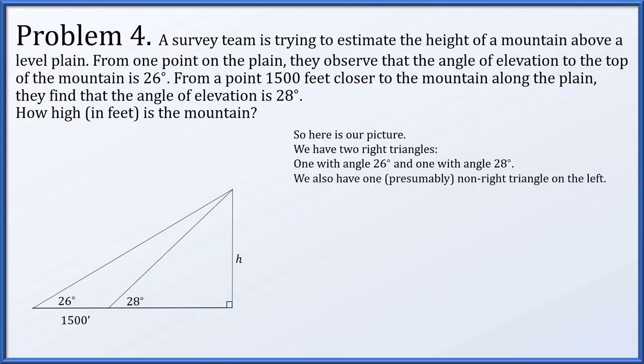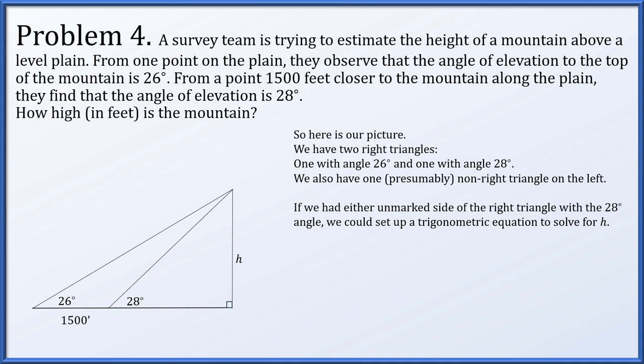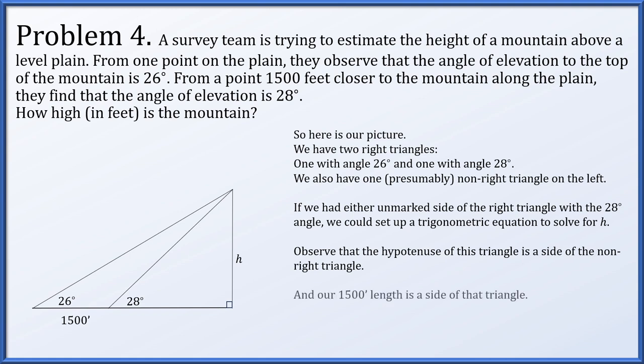We also have one, probably, non-right triangle on the left with the 26 degree angle, and the way it's drawn, it looks like it's an obtuse triangle. Now, if we had either of the two sides of the 28 degree right triangle other than the h, if we had any of those two values known, we could set up a trigonometric function of 28 degrees and solve for h. But the hypotenuse of this right triangle with 28 degrees is one of the sides of the non-right triangle with that 1500 foot side on it.